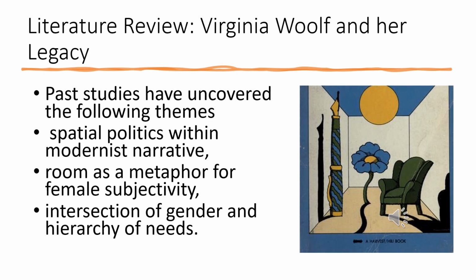Past studies into the essay A Room of One's Own have uncovered numerous themes, including spatial politics within modernist narrative, the issue of room as a metaphor for female subjectivity, as well as the intersection of gender and the hierarchy of needs for a woman.